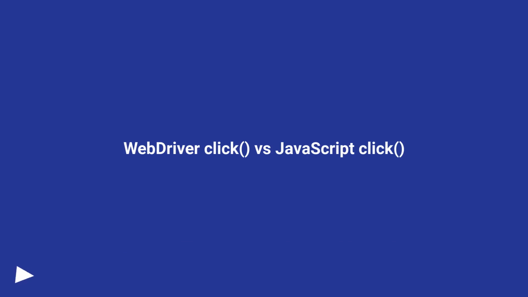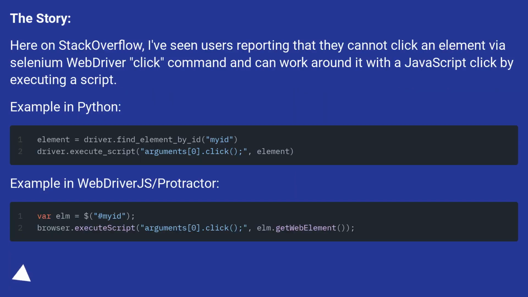WebDriver click versus JavaScript click. The story. Here on Stack Overflow, I've seen users reporting that they cannot click an element via the Selenium WebDriver click command and can work around it with a JavaScript click by executing a script. Example in Python. Example in WebDriver/protractor.